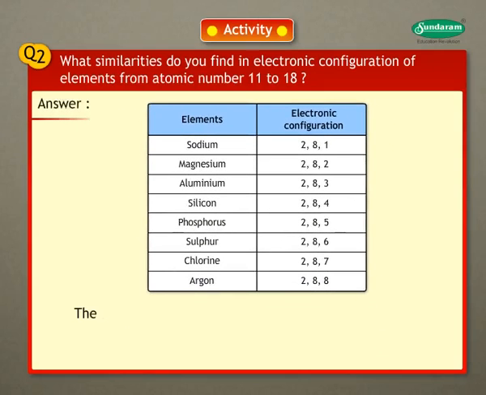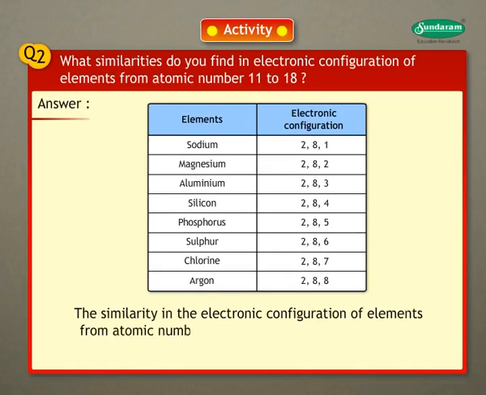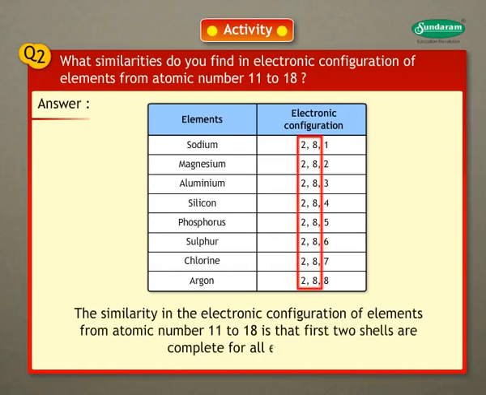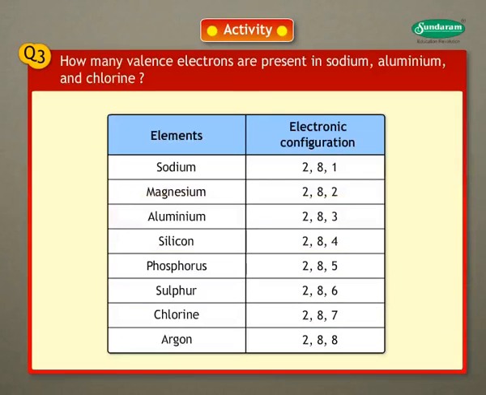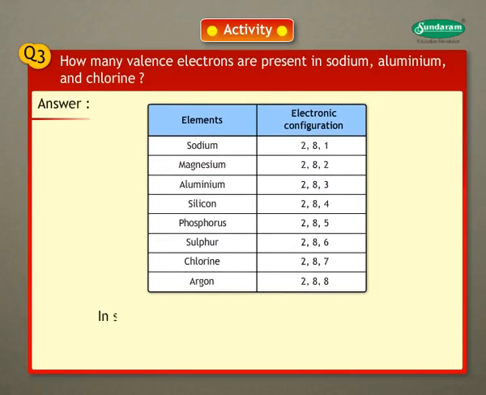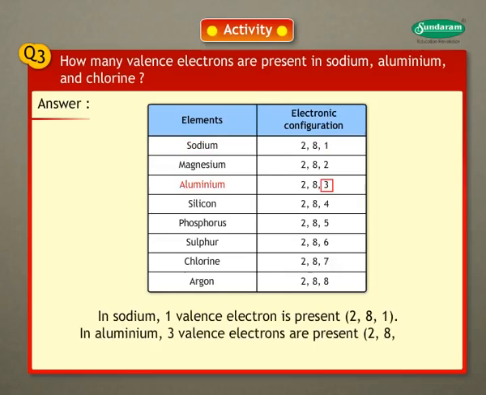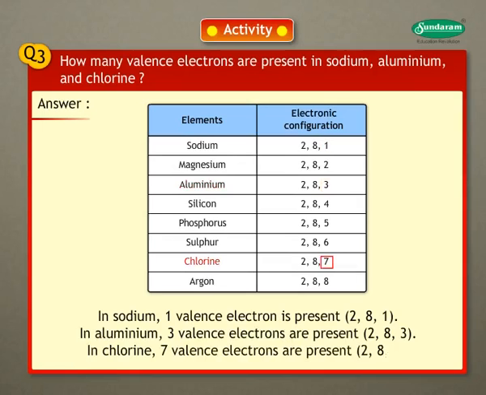Answer. The similarity in the electronic configuration of elements from atomic number 11 to 18 is that first two shells are complete for all elements. Question 3. How many valence electrons are present in sodium, aluminium and chlorine? Answer. In sodium, one valence electron is present. In aluminium, 3 valence electrons are present. In chlorine, 7 valence electrons are present.